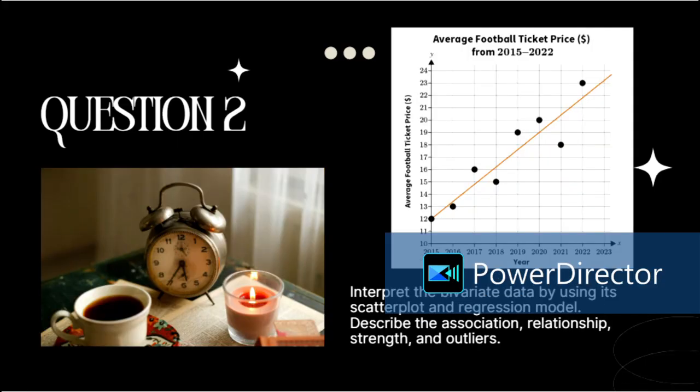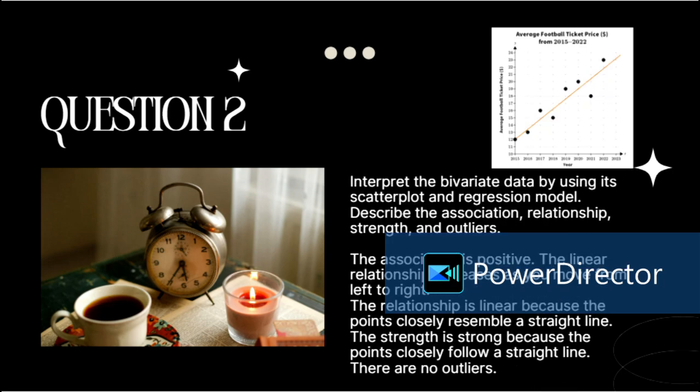Question number 2. Interpret the bivariate data by using its scatter plot and regression model. Describe the association, relationship, strength, and outliers. Pause it and figure it out. Okay, association is either positive, negative, or no association. It's positive. Relationship is either linear or nonlinear, straight line, so it's linear. Strength is strong or weak. It's strong. Outliers, there are 0.